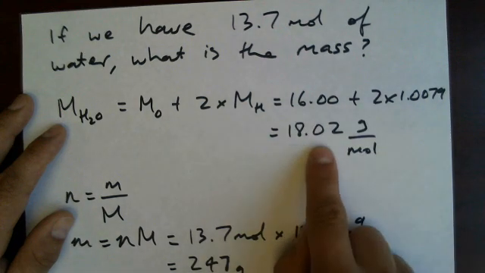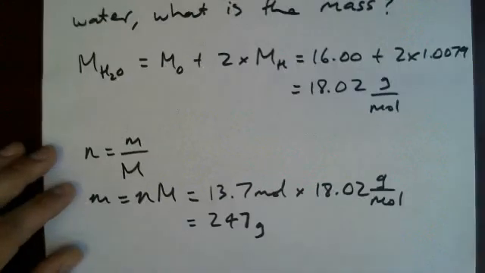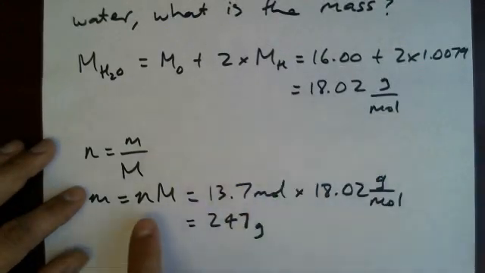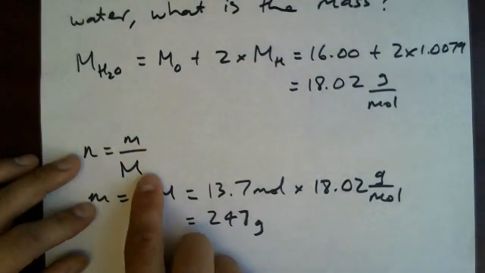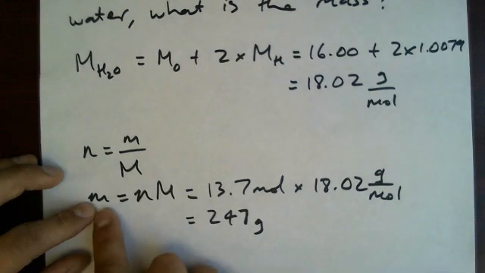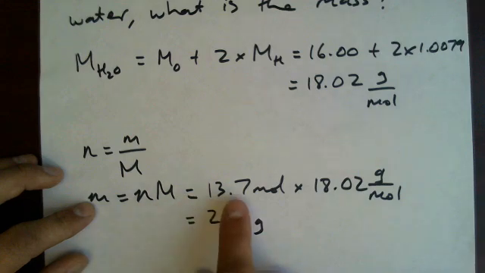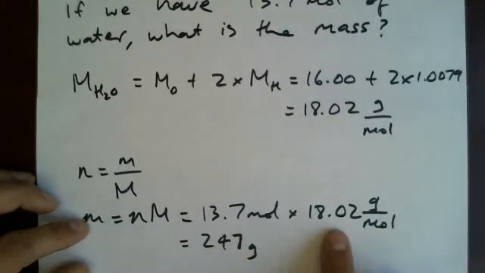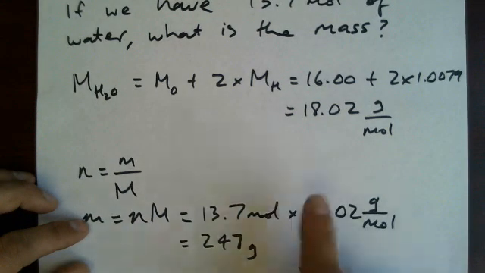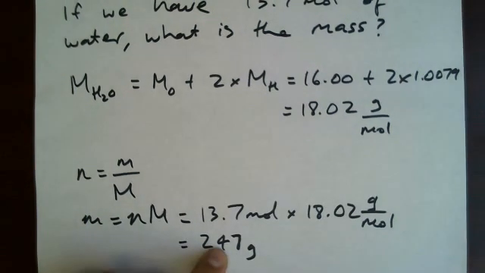This won't come out exactly 18.02, so leave that value on your calculator to avoid any round-off error, and then you'll be able to use that value in these subsequent calculations. When we rearrange this n equals little m over big M formula, we get m equals little n times big M, which is number of moles times molar mass. So we put in our number of moles, which was 13.7, as given in the question, and then we multiply it by our molar mass, which we've left on the calculator, and we get this answer, 247 grams, to the right significant figures.